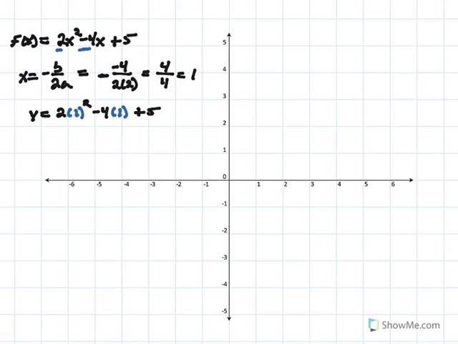And now it's just simple arithmetic, right? 1 squared is 1, and then you times that by 2, and you get 2. Minus 4 times 1 is minus 4, and then that's plus 5. So y is going to equal 2 minus 4 is negative 2. Negative 2 plus 5 is positive 3. Okay, so what is my vertex? My vertex is 1, 3.